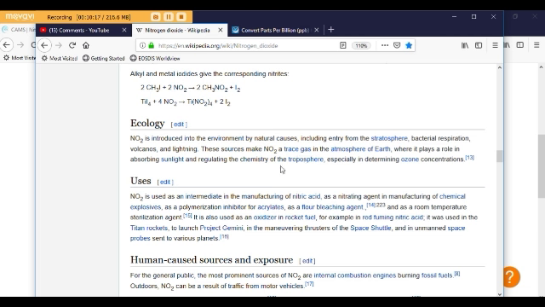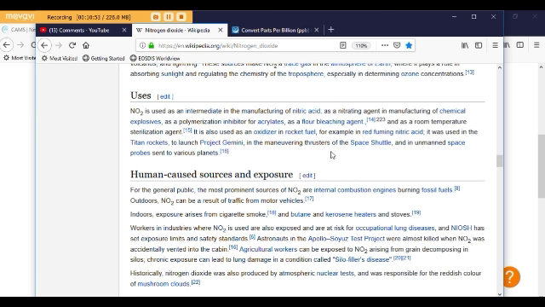Here's the ecology. NO2 was introduced into the environment by natural causes, including entry from the stratosphere, bacterial respiration, volcanoes, and lightning. These sources make NO2 a trace gas in the atmosphere of Earth, where it plays a role in absorbing sunlight and regulating the chemistry of the troposphere, especially in determining ozone concentrations.